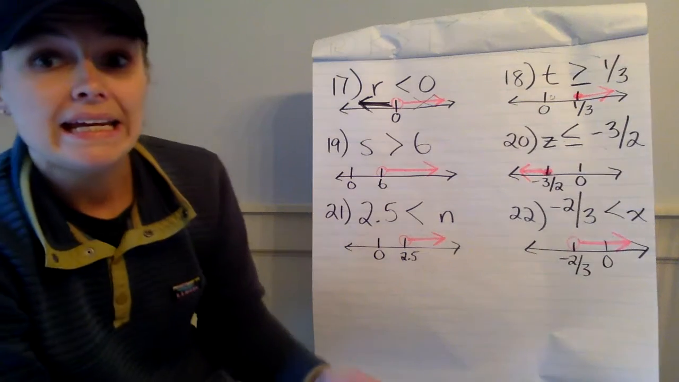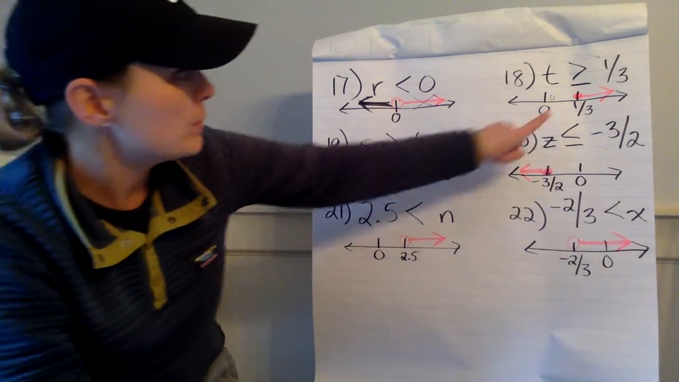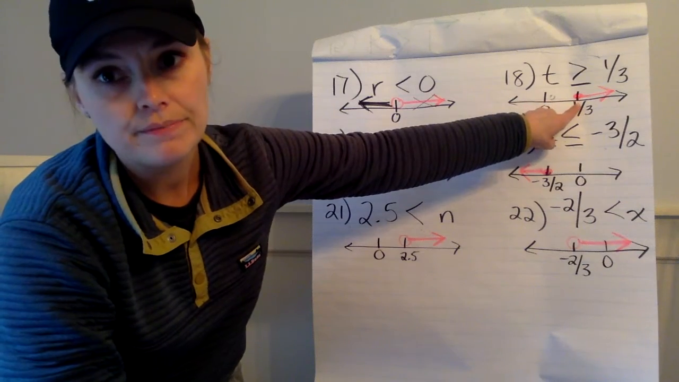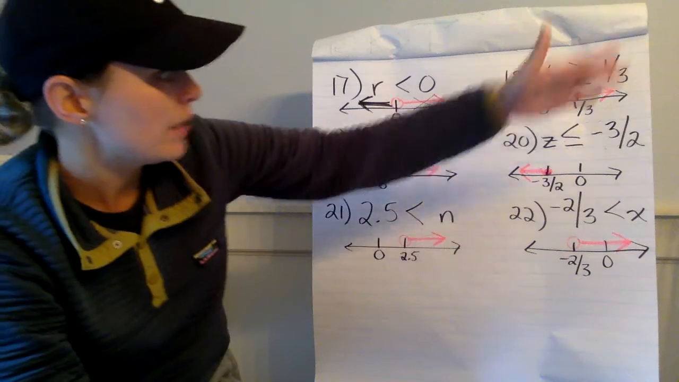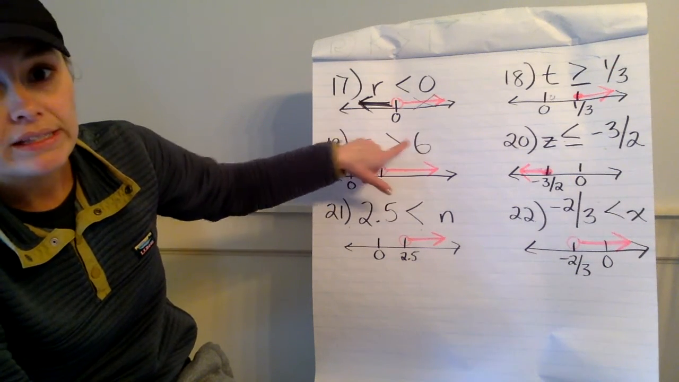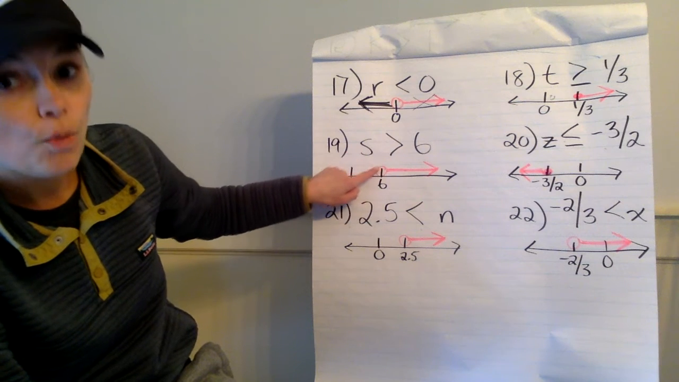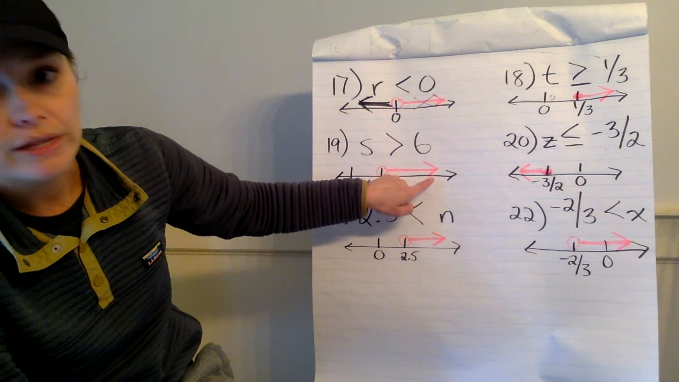All right, in number 18, if T is greater than or equal to 1/3, we have a closed dot at 1/3. Greater than or equal to means our arrow is going off to the right. In number 19, S is greater than 6. So we have an open dot at 6, and then our arrow is going off to the right.